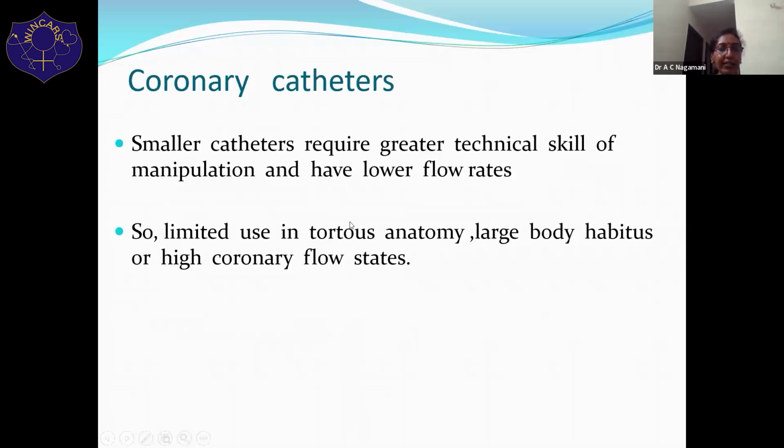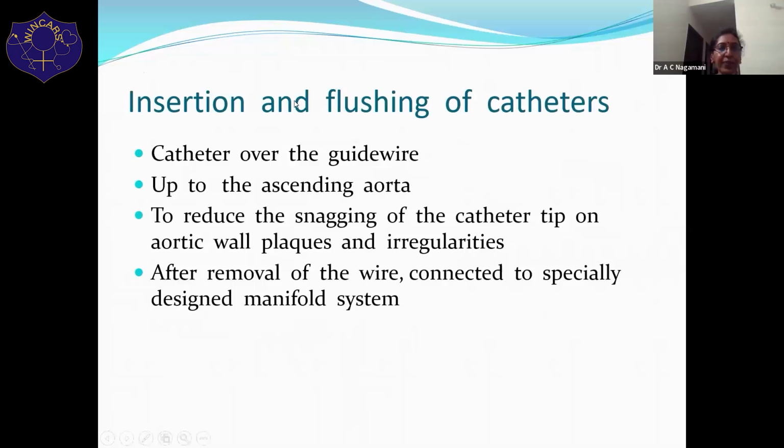So when you choose a catheter, you choose a higher French when you are dealing with tortuous anatomies in elderly people or in the presence of LVH or hypertension or aortic stenosis, you need a larger French catheter.